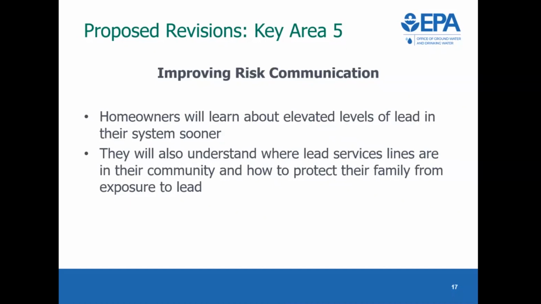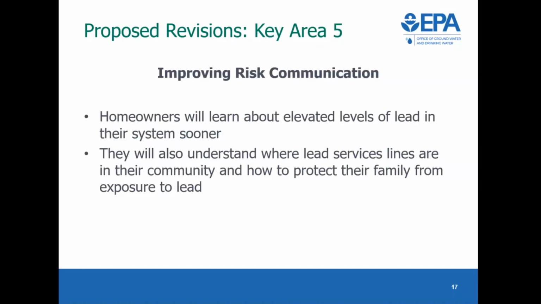Individuals will hopefully also understand where their lead service lines are in the community and how to protect their family from lead exposure. So there are provisions in the rule that not only do systems conduct a lead service line inventory, but they have to provide the approximate location of those lead service lines to the public, make it publicly available. And we also have certain provisions within the rulemaking that provide for public education specifically to households with lead service lines or those households where the system doesn't know the material of the service line, and therefore it could potentially be lead.